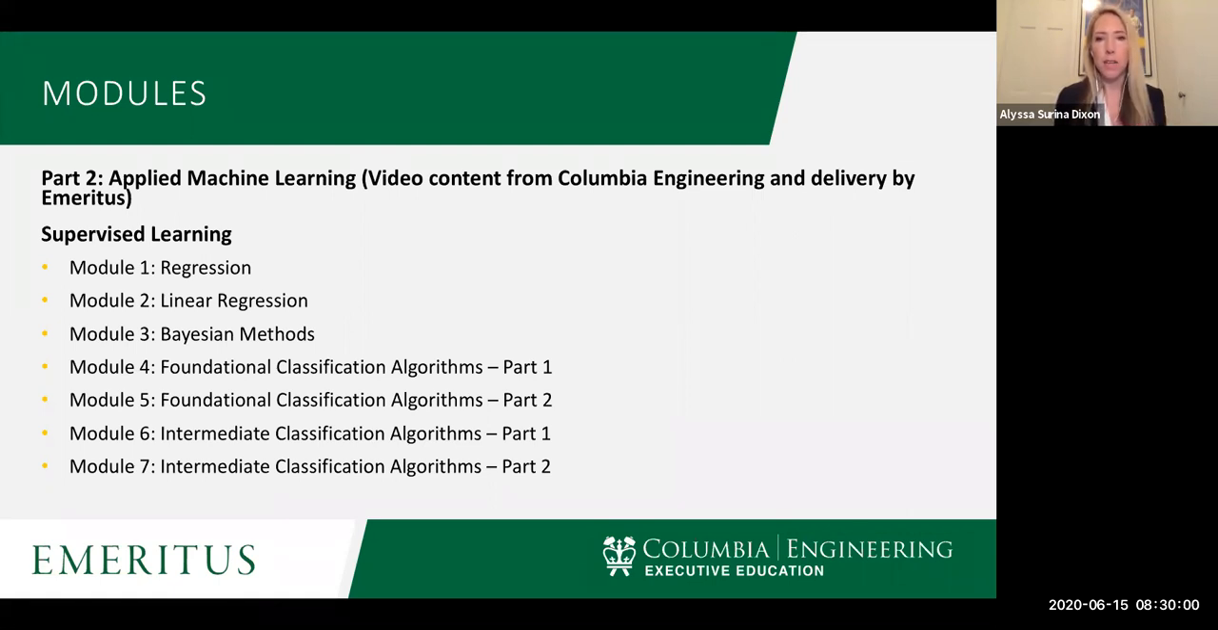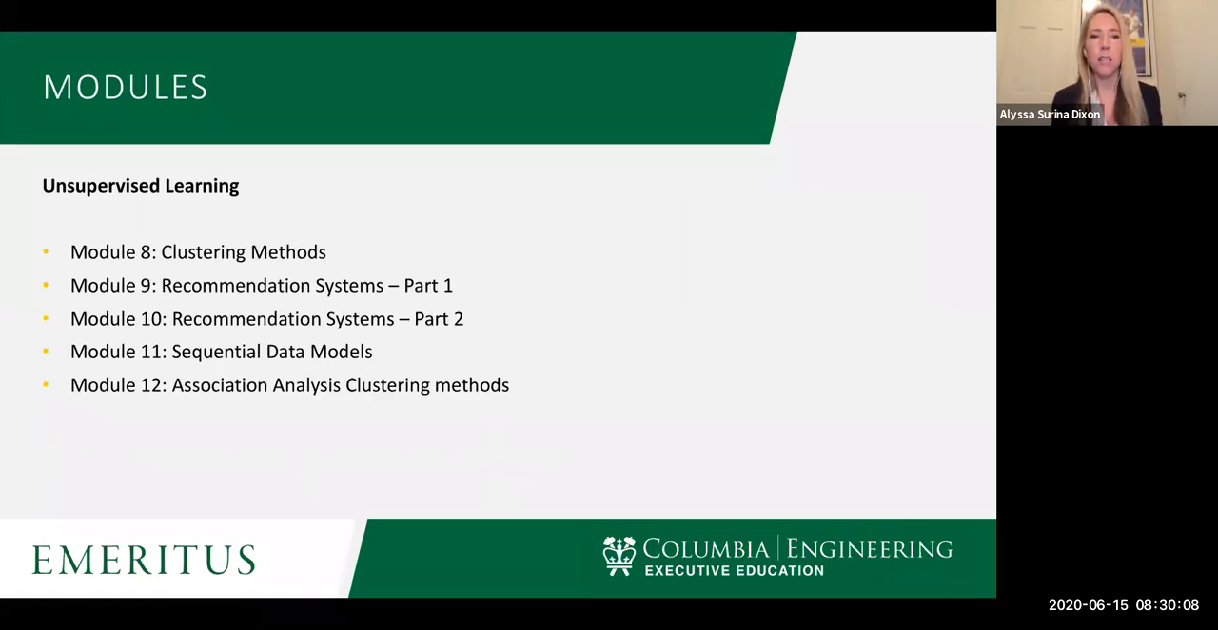So the supervised learning is regression, linear regression, Bayesian methods, and then foundational classification algorithms, and then intermediate classification algorithms. And so the first section is really supervised learning, and then the second section is unsupervised learning: clustering methods, recommendation systems, sequential data models, and then association analysis.